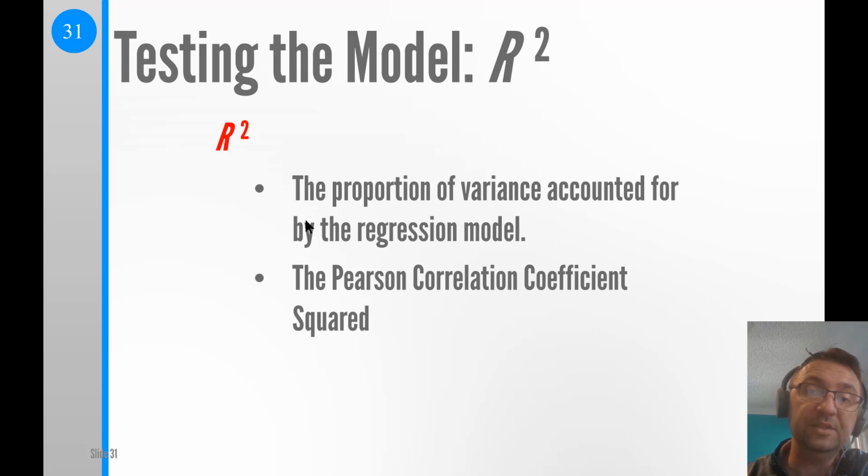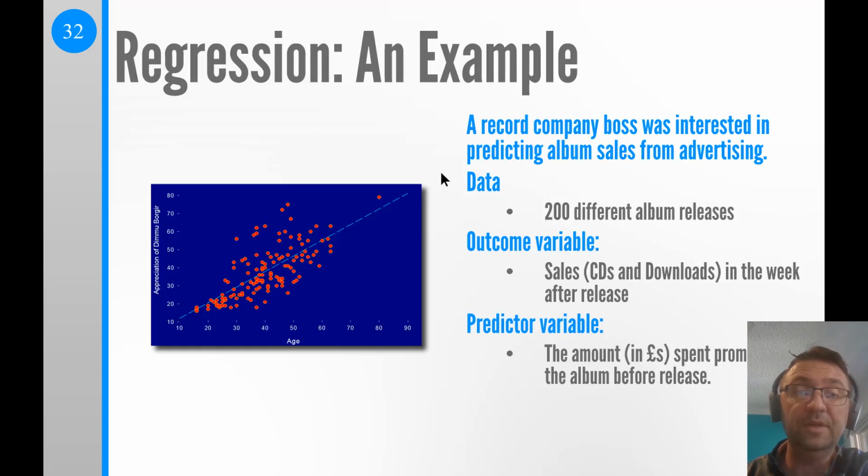We can test the proportion of variance accounted for by the regression model using R squared, which is very similar to the Pearson's correlation coefficient squared that we've been learning about earlier. It's easier to understand all this, however, if we use an example. We're going to go through a couple of examples actually.